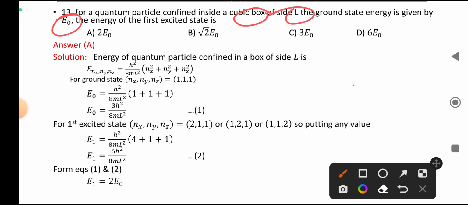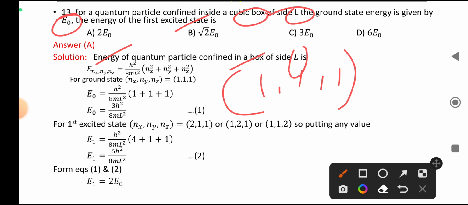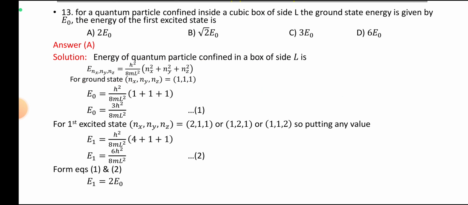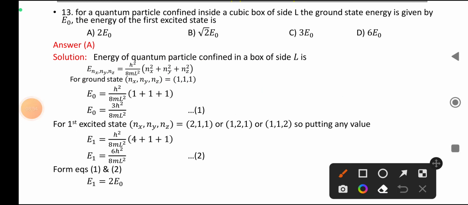Okay, so consider it as a 3D box particle. For the 3D box particle, the ground state is (1,1,1) we have to write. So here, the energy of a quantum particle confined in a box of side length L is the actual formula: E of nx, ny, nz equals h square by 8 m L square times nx square plus ny square plus nz square. For the ground state, the nx, ny, nz values must be 1. So it is 1, and its answer we got like this.